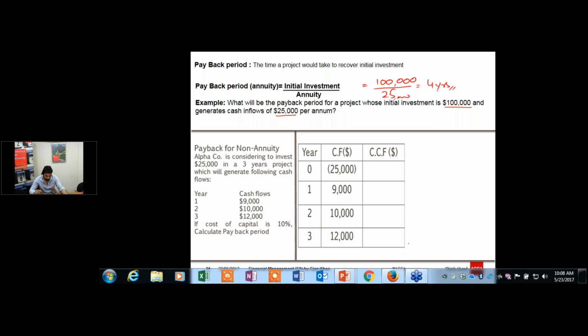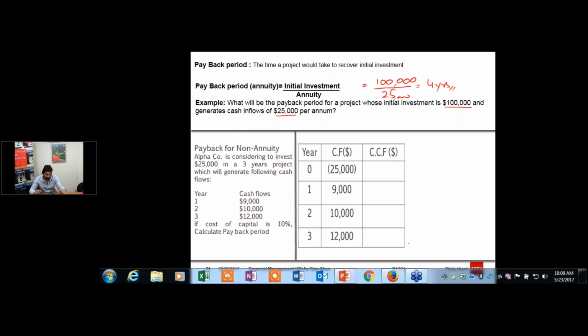Alpha Company is considering to invest 25,000 US dollars in a 3 years project, which will generate the following cash flows. Year 1, $9,000, year 2, $10,000, and year 3, $12,000. And you can see that we are going to get different cash flows every year. If the cost of capital is 10%, calculate the payback period. For the time being, the cost of capital is irrelevant for us, so we'll just ignore it. Now we're going to calculate the payback period for this project, that is, how long is it going to take to recover $25,000?